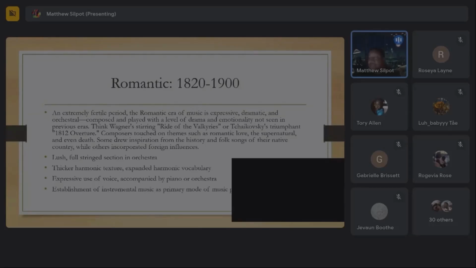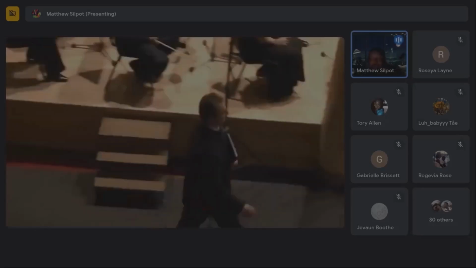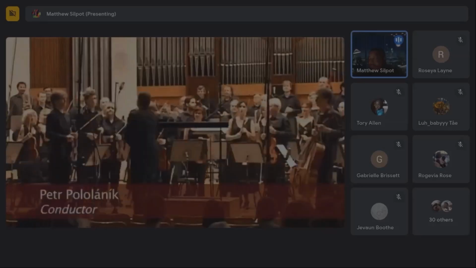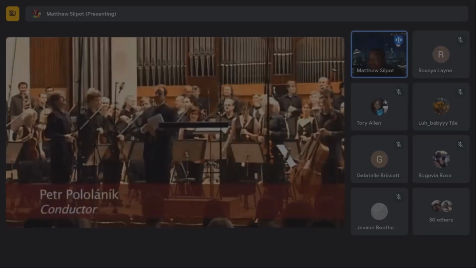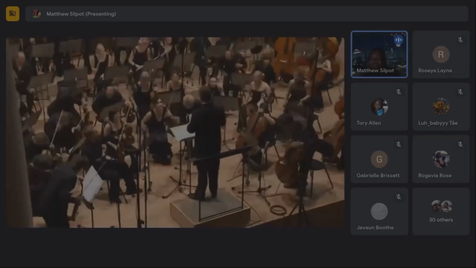And then we have establishment of instrumental music as primary mode of music within that particular period. And I think this is somewhat from that period. So that's the name of the conductor. I think this is the Ride of the Valkyries.